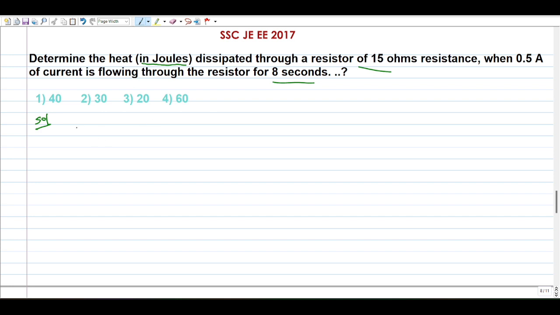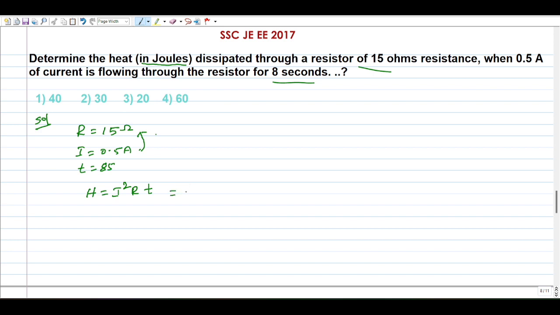Now we will write the given parameters. First, the value of resistance is 15 ohm, the value of current is 0.5 amps, and the value of time is 8 seconds. That is, 0.5 amps of current is flowing through this resistance for 8 seconds. Now we need to find how much energy in the form of heat in joules is dissipated while the current is passing for 8 seconds. For this we have the direct formula, H is equal to I square RT.